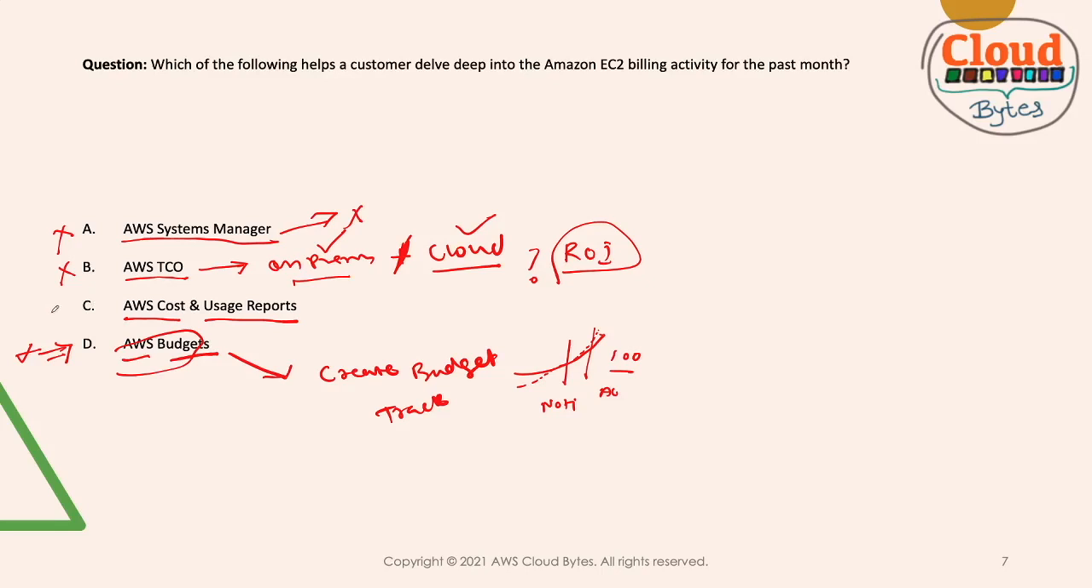Now looking at AWS cost and usage report, yes, it gives you details about each service. You can group by services, regions, availability zones, resource types, and there are many groups that you can do. You can drill down and look at daily, monthly, hourly. A lot more detailed information can be looked into. So this is the right answer for this particular question.